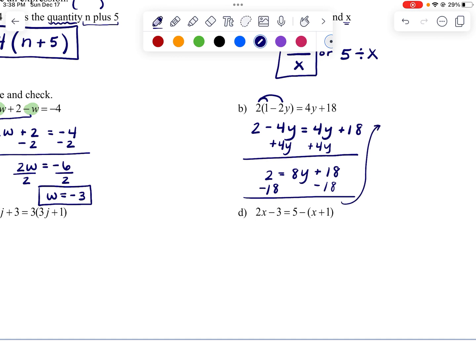And I'm just going to show my work up here. 2 minus 18 is -16 is equal to 8y. And then divide by 8. Y is equal to -2. Y is equal to -2.